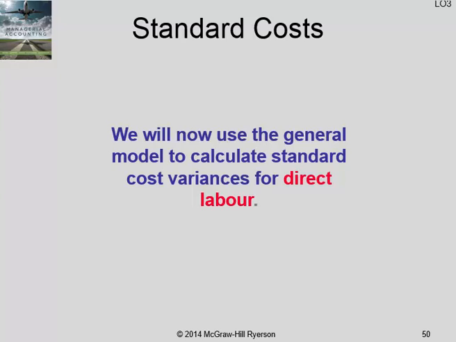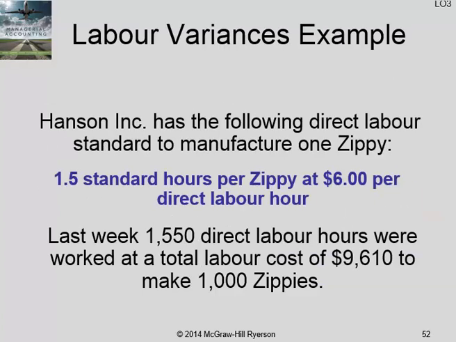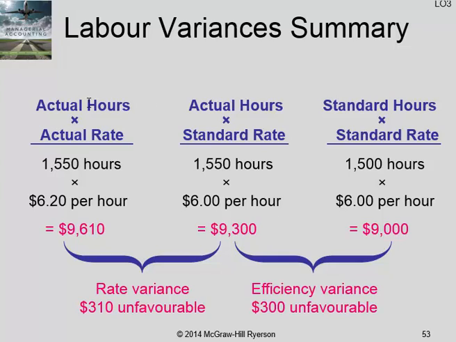Okay, we've done materials. Now let's look at labor. Again, same kind of thing. Going back to our Hansen company and the Zippy stuff, we've got a standard for labor, 1.5 hours at $6 per hour, and so on, and then some actual data. What does it look like? Same model, actual quantity, actual price, hours and rate, but same thing if you think about it.